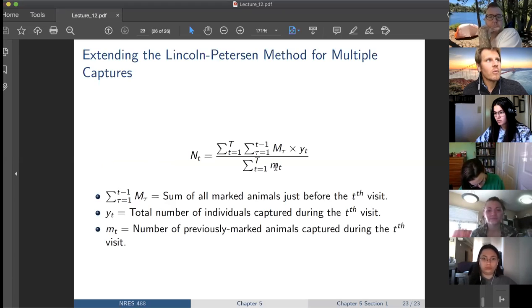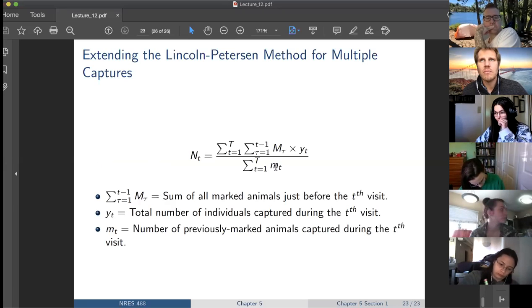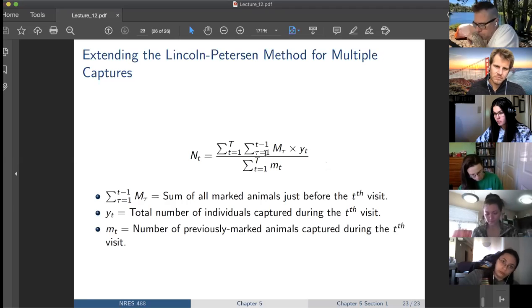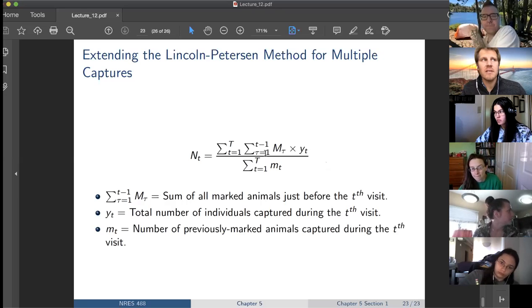All right, now you can take the methods we just talked about, our Lincoln-Peterson methods, and we can actually do more than 2 capture events. And if we want to do that, we can incorporate all the information from all of our capture events into our estimates using this equation here. So this slide is for your reference. If you have a study that you want to design that has more than 1 capture event, you can use this to estimate it.